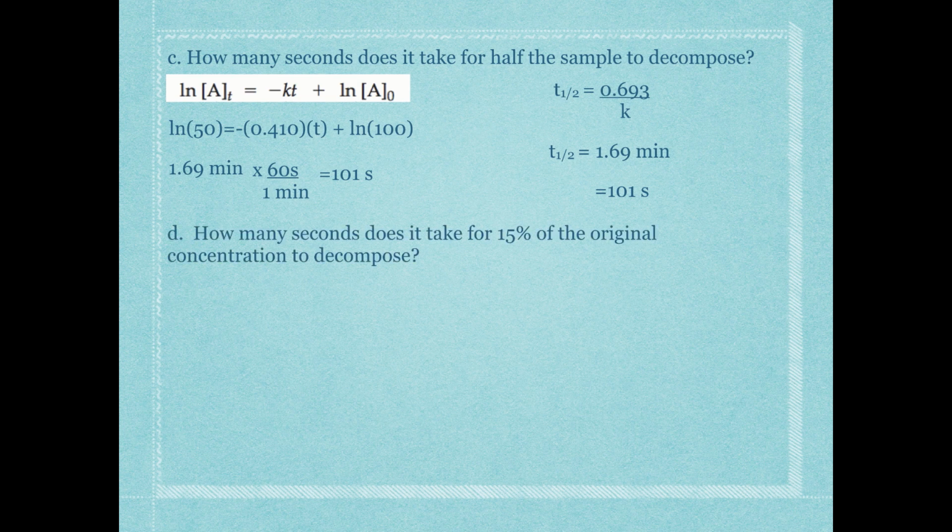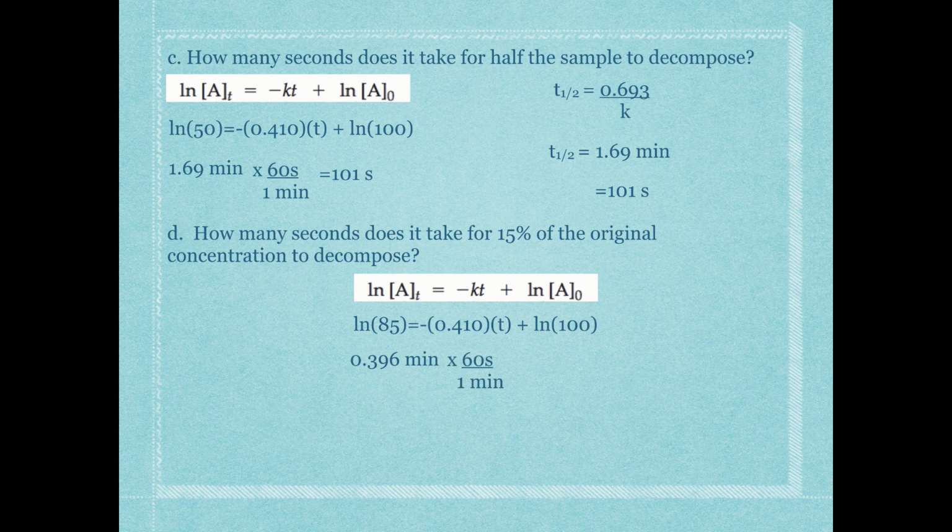D, how many seconds does it take for 15% of the original concentration to decompose? All right, I'm going to use this formula again. If I start off with 100 molar for my concentration, my A naught, what would my AT be? Well, if 15% has decomposed, what's left over? Well, 85%. So my AT is going to be 85. My ln of A naught is going to be 100. And then you just solve, and you get 0.396 minutes. Convert that to seconds, and you get 24 seconds.